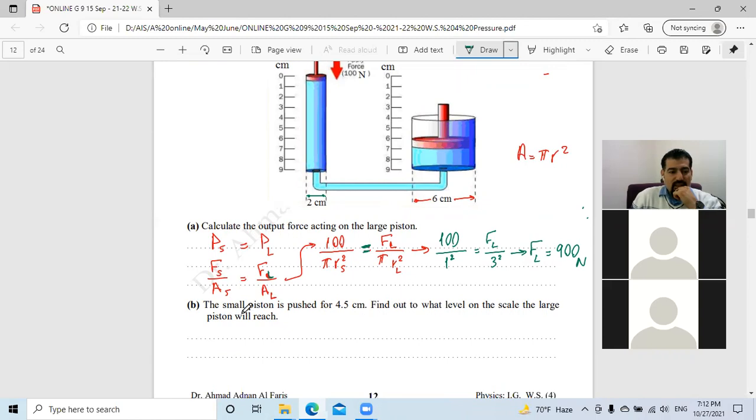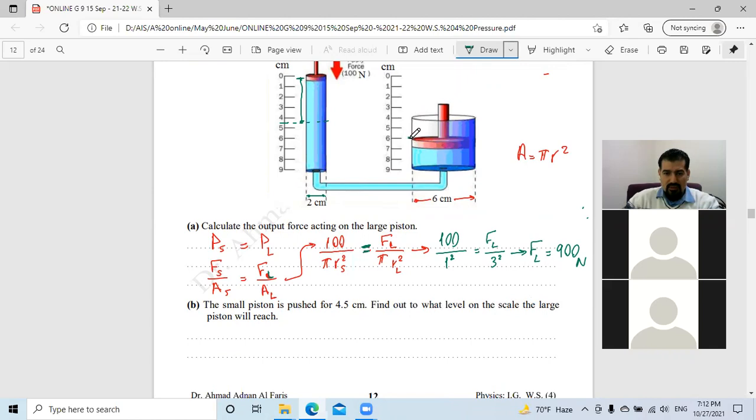Now, the small piston is pushed 4.5 centimeter. It was at zero, okay? And we push it to 4.5, until this depth. Find out to what level on the scale the large piston will reach.